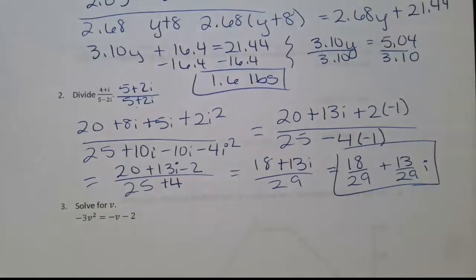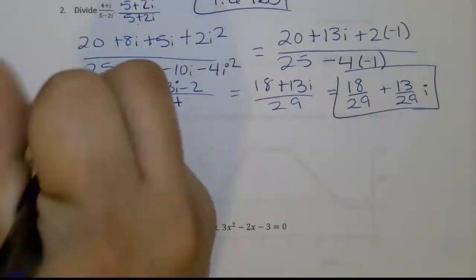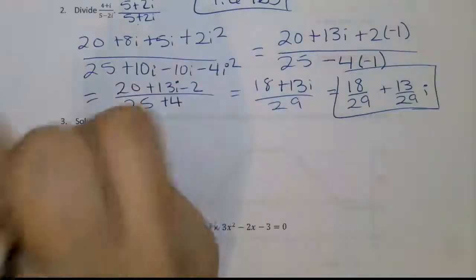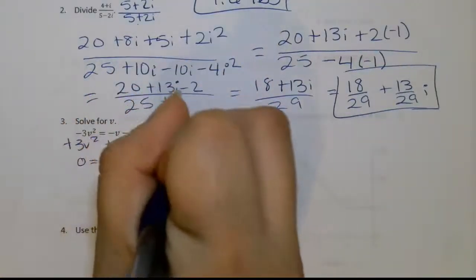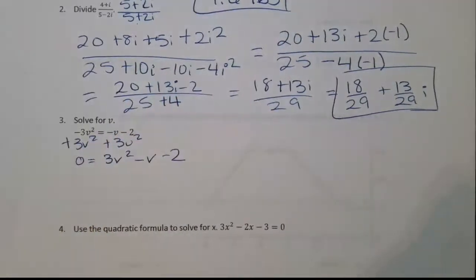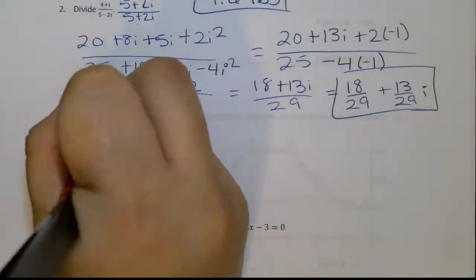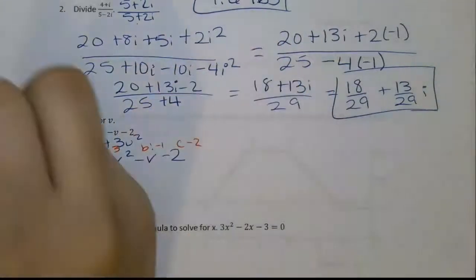Okay. Number 3 wants me to solve for v. What I want to do here is get all of my terms on the same side. I'm going to add 3v squared to both sides. On the left, I end up with 0. I have 3v squared minus v minus 2. What I'm going to do on this one is use the AC method. Remember, that's the one where I find my coefficients. A is 3, b is -1, c is -2.